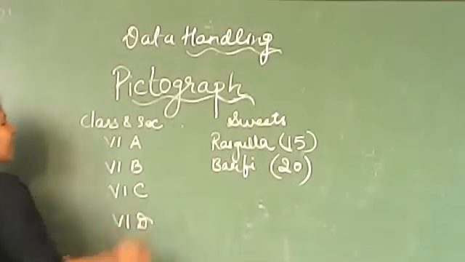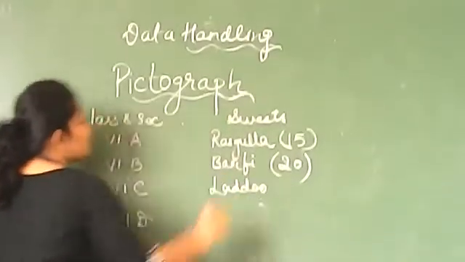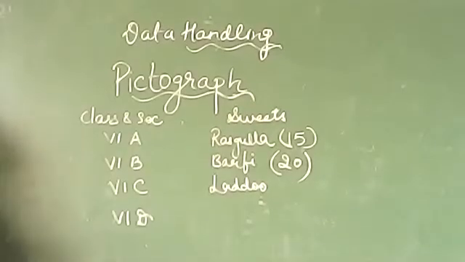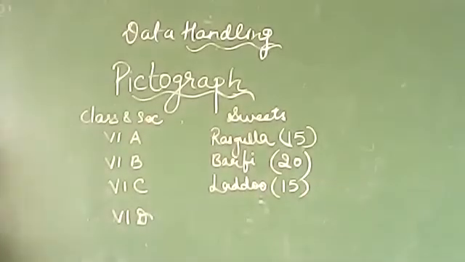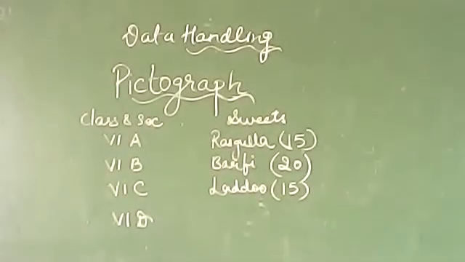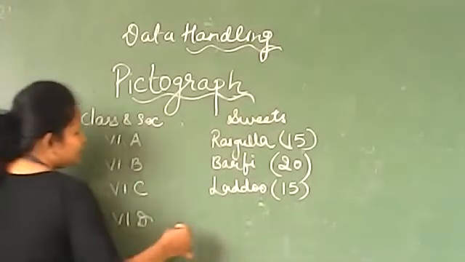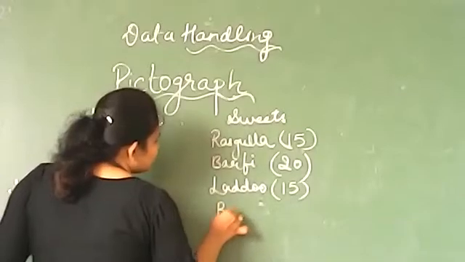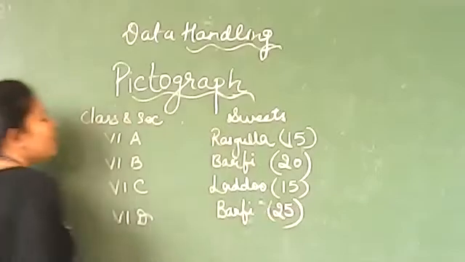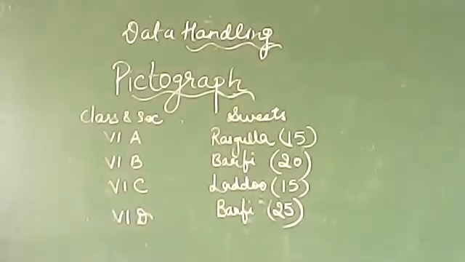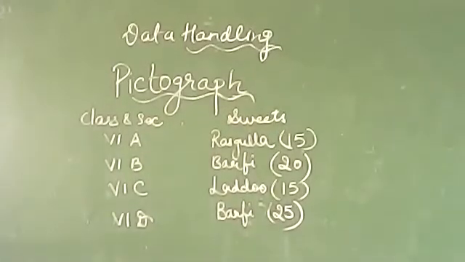Now in 6th C, there were students who were liking laddus. In that class there were a total of 15 students who like laddus, so I have written laddus here. Now in 6th D, students were telling us that they like barfi, and in that class there were a total of 25 people who like barfi. So now what we need to do is represent this data in the form of pictograph.